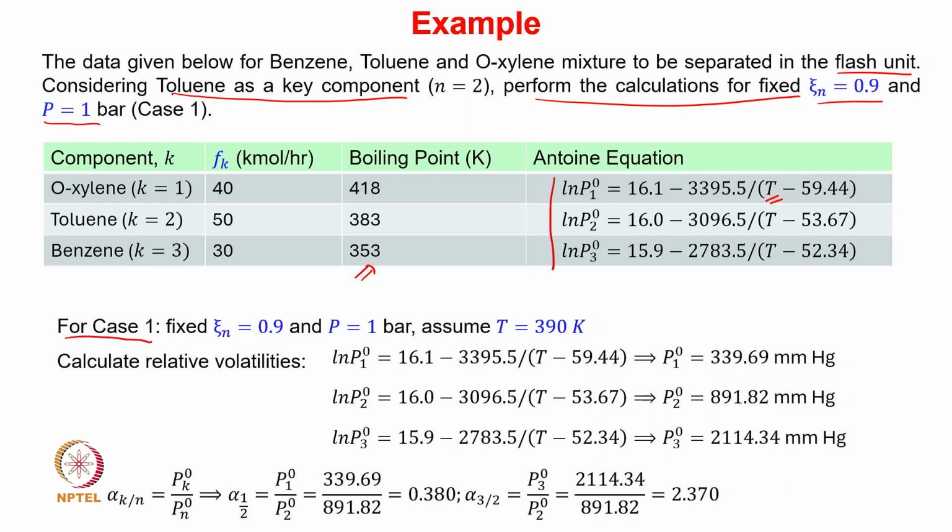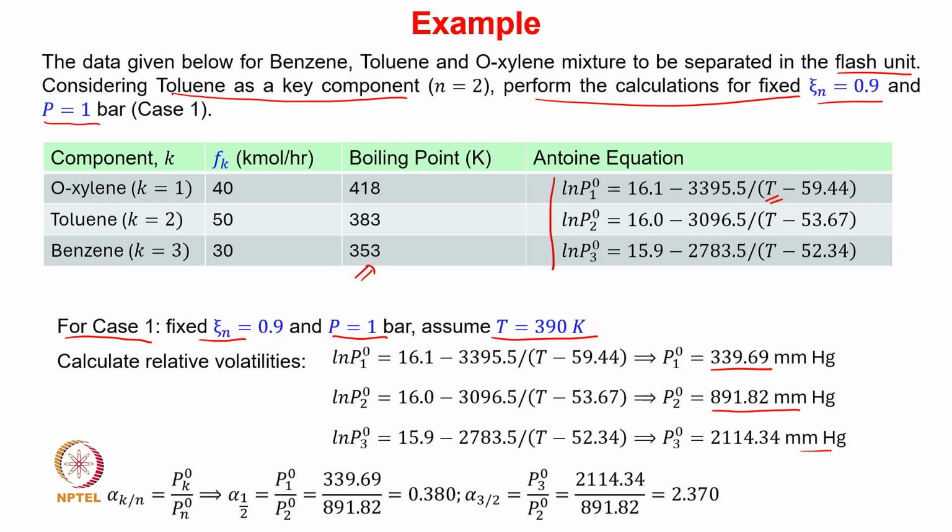Now for case 1, remember in case 1 there is a zeta n which is fixed. That means the split fraction of the key component is fixed, which equals 0.9. The key component here is toluene, and the pressure is given as 1 bar. So clearly we have to assume the starting value of the temperature, isn't it? So temperature value let's assume as 390 Kelvin. So now at 390 Kelvin we can again use the Antoine equation and calculate P1, P2, P3, which comes out to be 339.69 mmHg for orthoxylene. For toluene it comes out to be 891.82 mm of Hg, and for benzene it comes out to be 2114.34 mm of Hg.